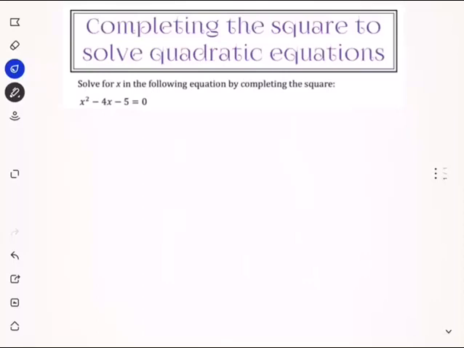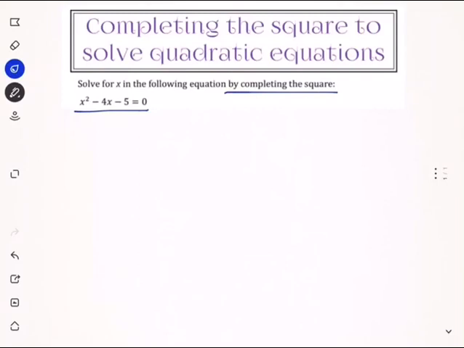In this video, I'll be showing you how to complete the square to solve quadratic equations. In these types of questions, you'll be given a particular quadratic equation and told to solve it by completing the square. Completing the square is a particular method which I'll now show you.